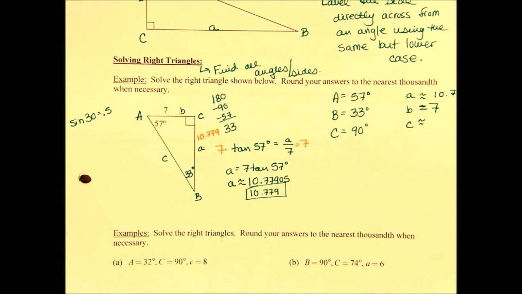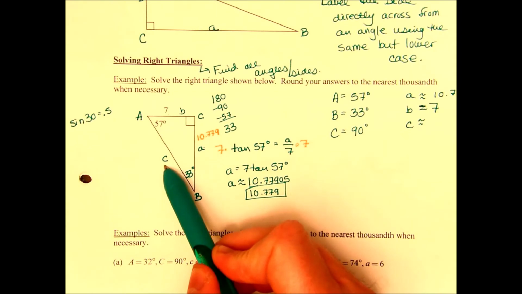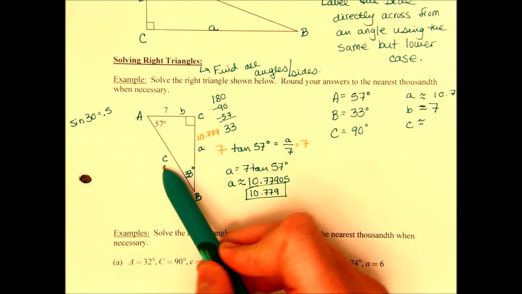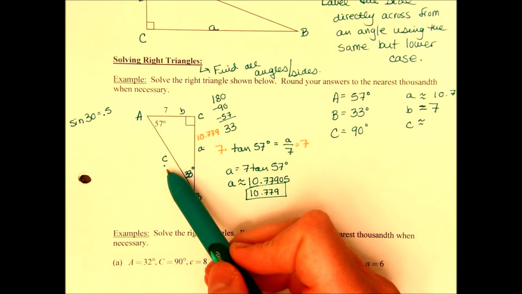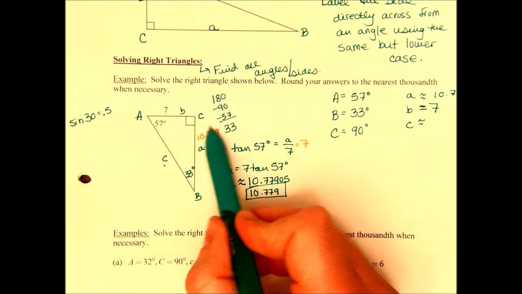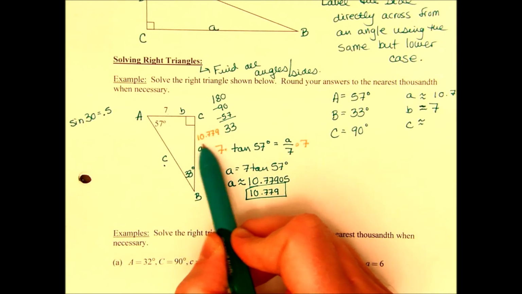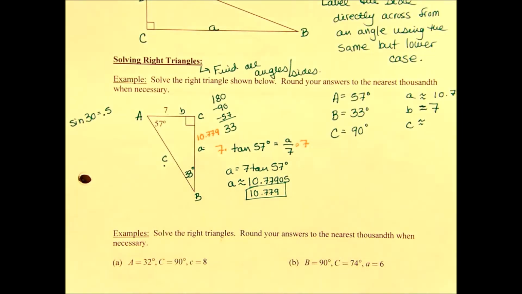Then I just need to find the hypotenuse. I could use the Pythagorean theorem, but I would rather not use that because I'd have to use this rounded decimal. And if I'm using an answer that I've already rounded to find the final answer, it might be off more than I want it to be off. Rather than using Pythagorean theorem, I'm going to go back and use trig again.